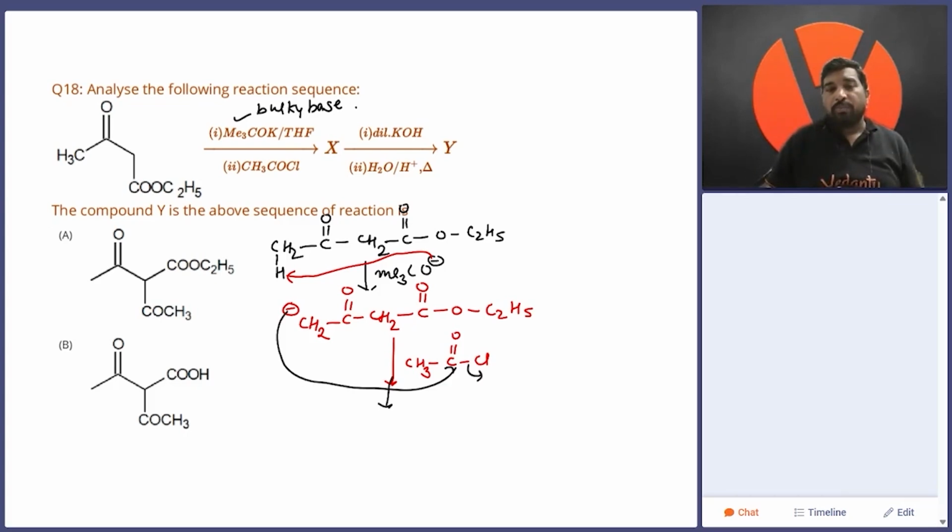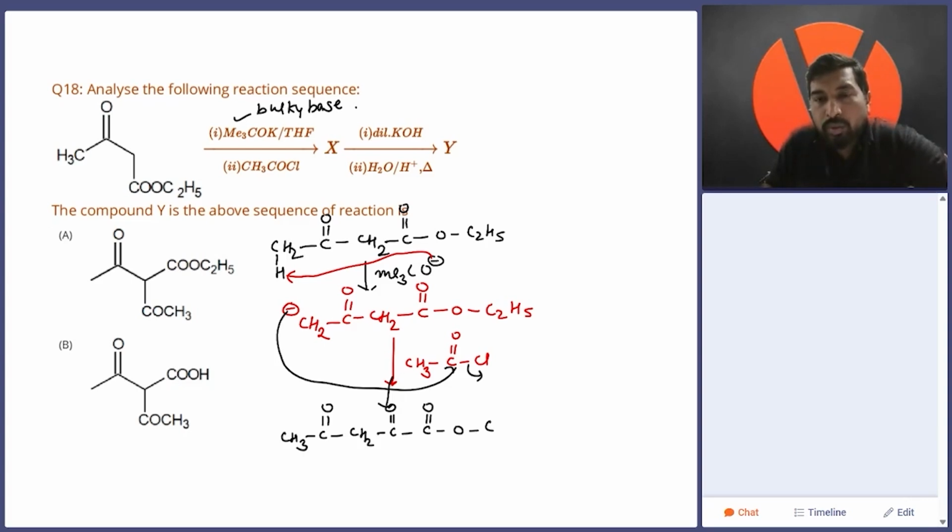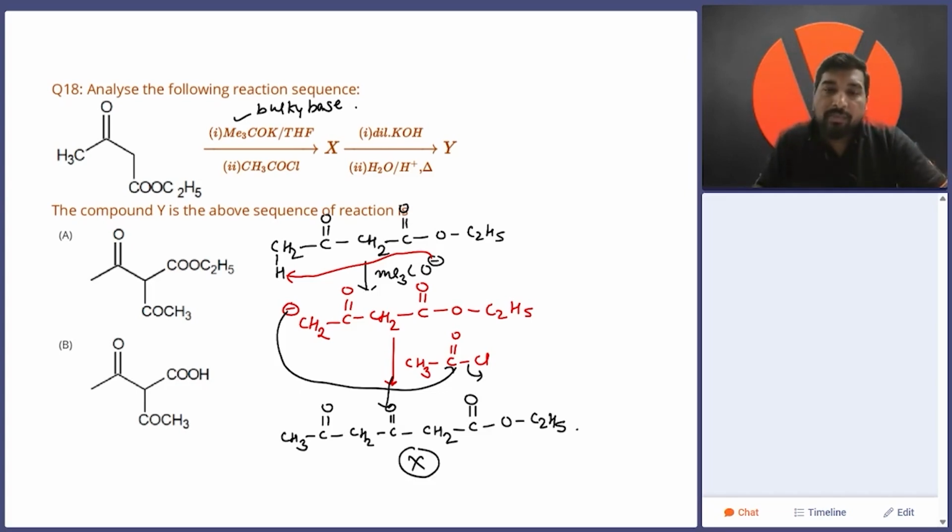So what should be the product? The product should be CH3 C double bond O, now CH2, C double bond O, and C double bond O, OC2H5. Not like this. This should be like CH2, C double bond O, and OC2H5. This is X. Now this X will react with dilute KOH.